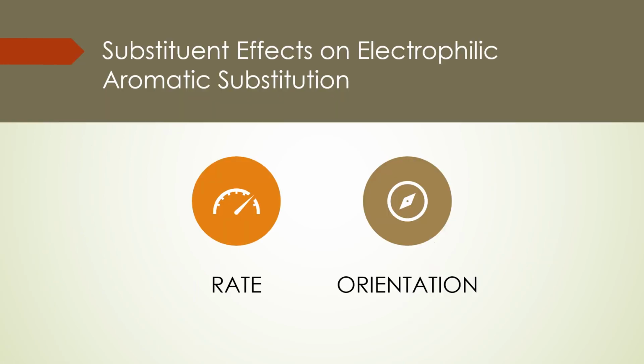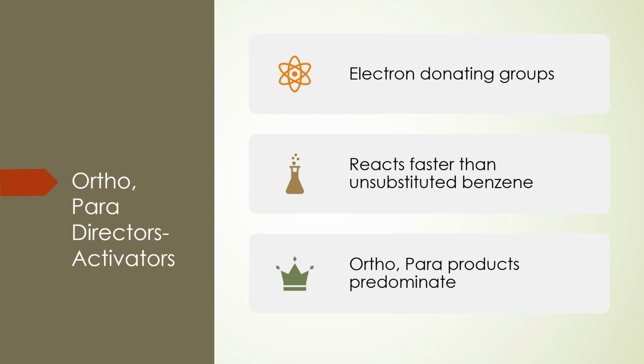Now that we are familiar with the effects, we can move on to how they actually affect the reaction. Substituents can affect 2 things, rate and orientation. It can make the reaction go faster or slower, and it can influence the position of incoming substituents. All ortho-para directors, except for halogens, are activators. Because of the electron donating groups, these rings will react faster than benzene in all substitution reactions.